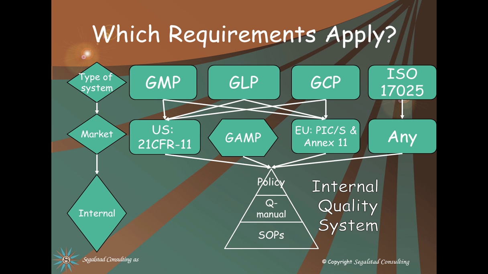If you send to the EU market, you have to comply with the EU equivalent of the 21 CFR Part 11, namely the GMP Annex 11. ISO 17025 gives a global accreditation. Additionally, you need to have your own quality system internally in your organization, and that is regardless of the standard that you're using.